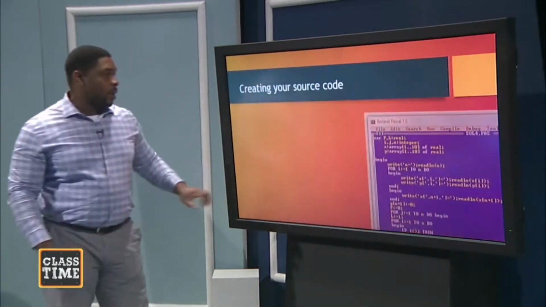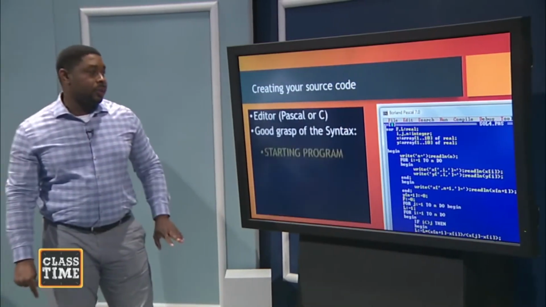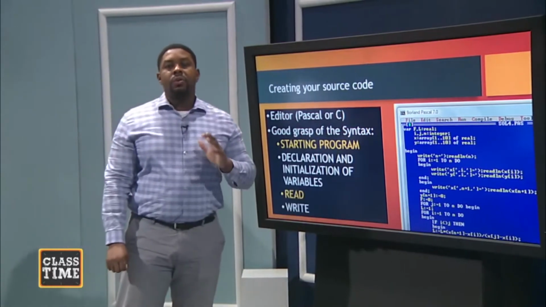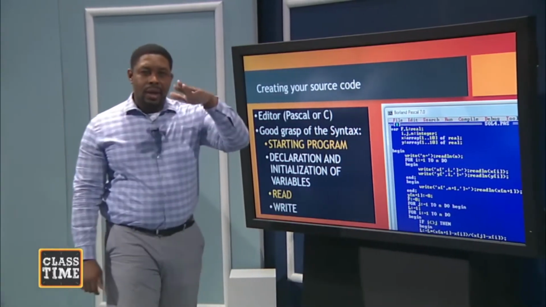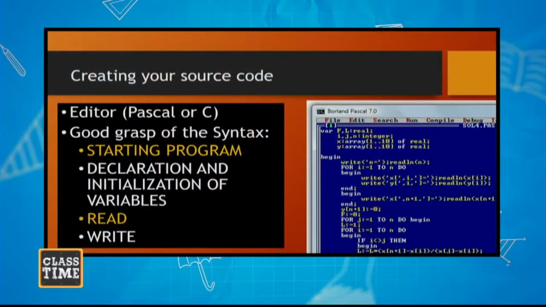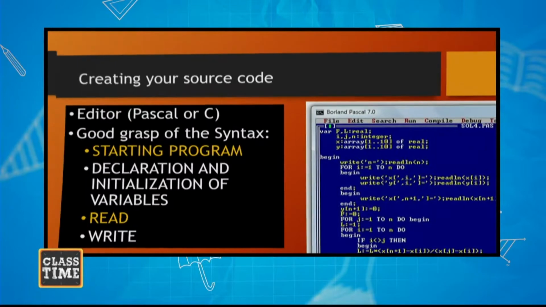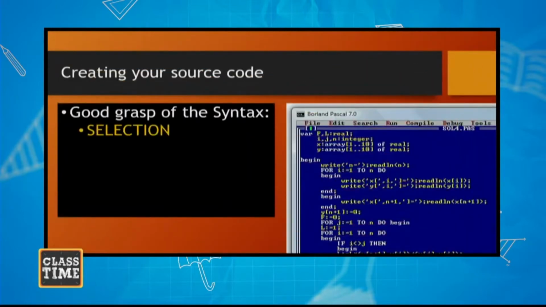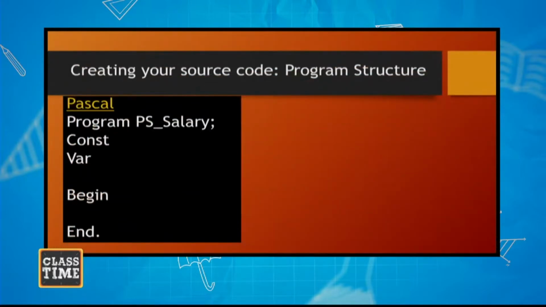Now, how do you create your source code? Well, in Pascal, there are a couple of things that you would want to pay attention to from the get-go. How you start your program, the declaration and initialization of variables and constants, and use of read and write in your program. So these are some things that we're going to be looking at as well. Also, you'd want to pay attention to how you work with selections and loops.